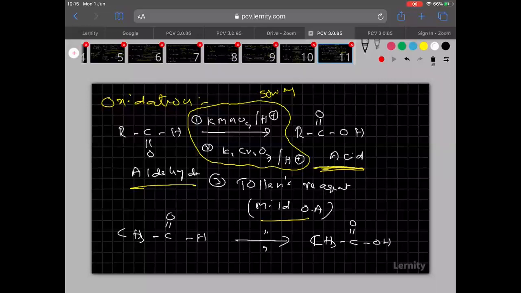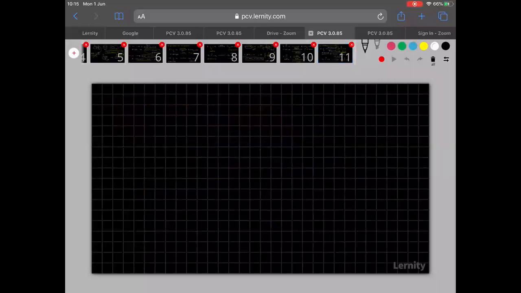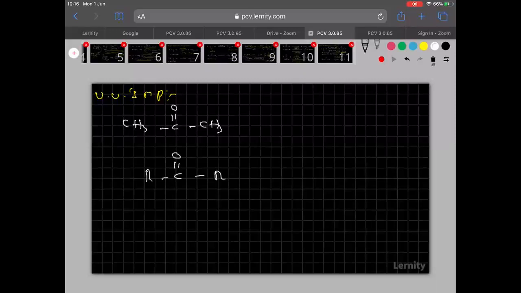Clear? Now ketones. Ketone oxidation is a very, very important one, and many times we get questions in the mains and advanced regarding ketones. Now, for example, if I take a ketone like this, CH3-CO-CH3. So the general formula of ketones is what? R-CO-R. While the general formula of aldehydes is what? R-CO-H.